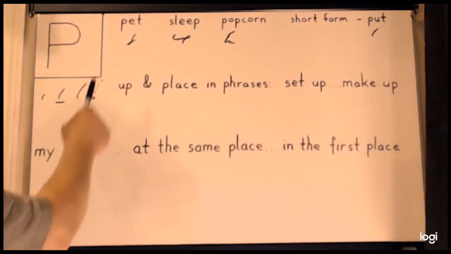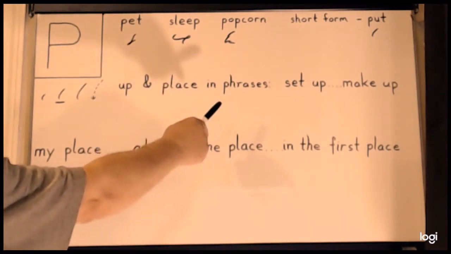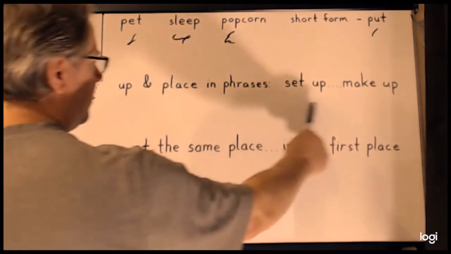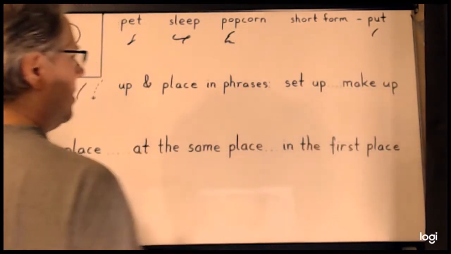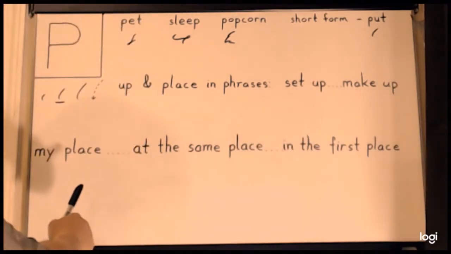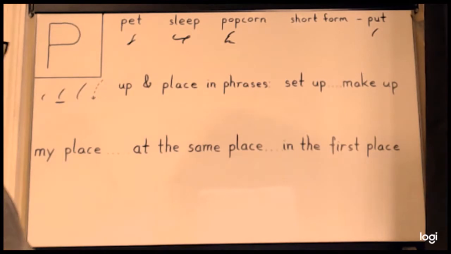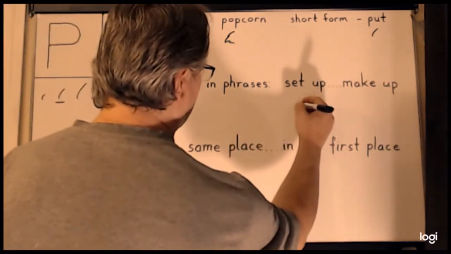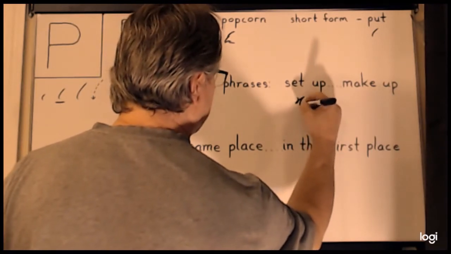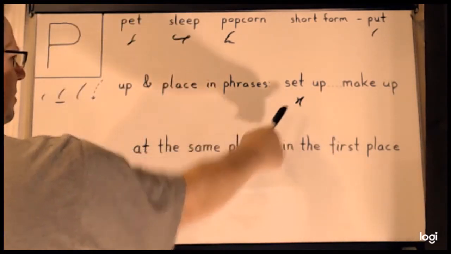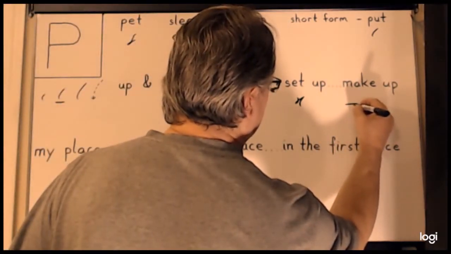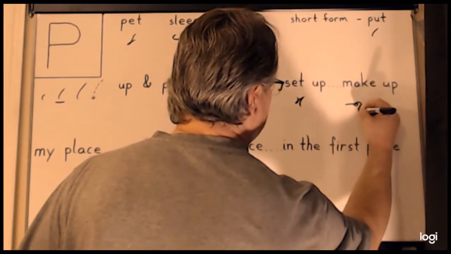Now up and place in phrases are represented by the letter P. In this first set here, setup and makeup, the P is joined. In the second set, it is disjoined. So on back to the first set, setup is just S-E-T and then P for the word up. Makeup will be M-A-K-P.